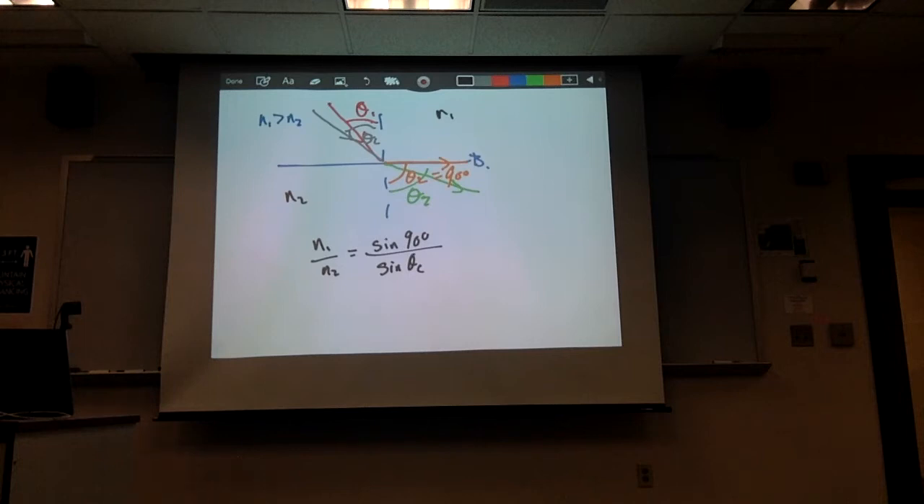Okay with this? Now, sine of 90 is how much? 1. Good. So this is the same thing as 1 over sine of theta critical, which means from here I can solve for theta critical. So theta critical is going to be equal to the arcsine of N2 divided by N1. So this is my critical angle, what's called a critical angle.